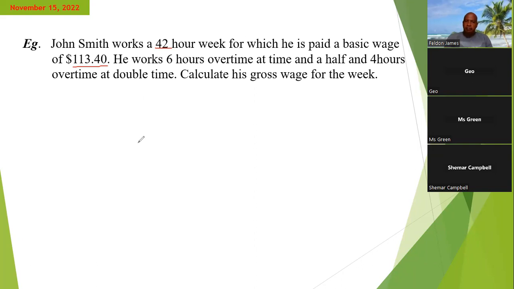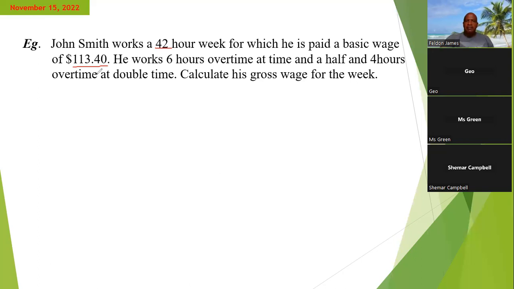Now, my question is why would you divide by 42? What are you finding when you divide 113.40 by 42? What is it that you would be finding? The hourly rate, sir. Yes, sir.